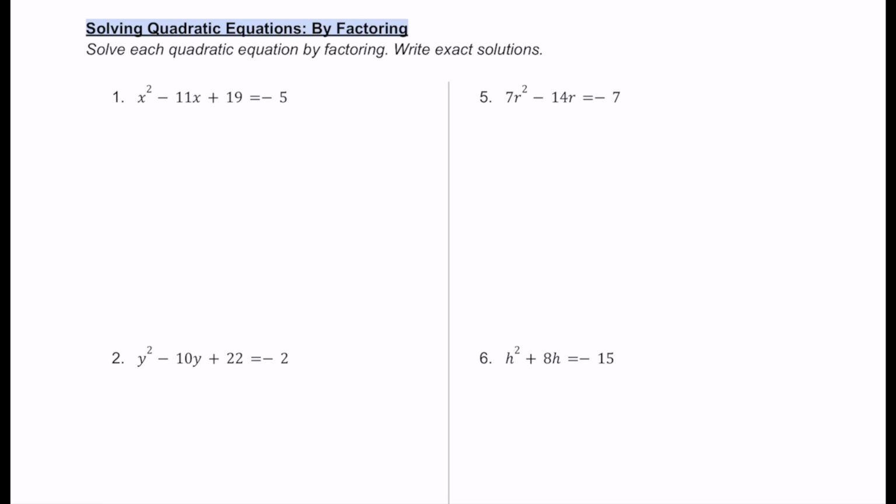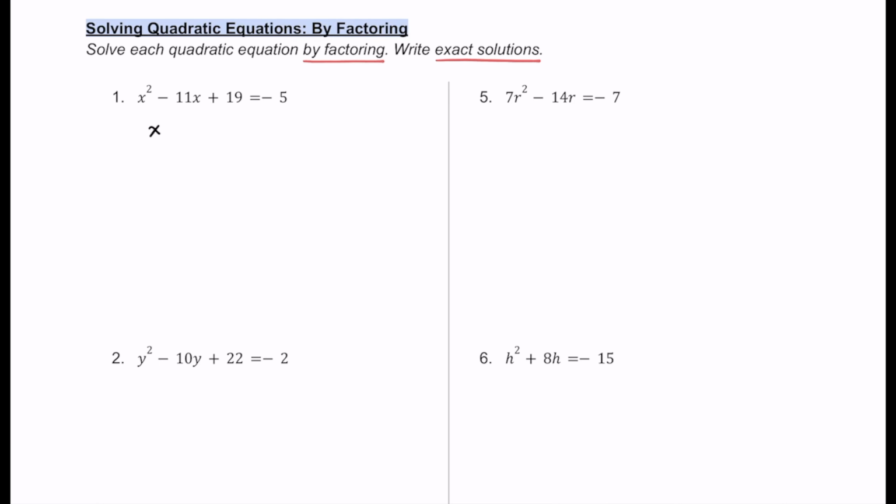Let's practice solving quadratic equations by factoring together. While there are some different strategies like taking square roots, using the quadratic formula, or completing the square, in this particular video we're going to be using the strategy of factoring. We're also going to try to write exact solutions, so if we get irrational solutions, we'll try to write them in radical form.